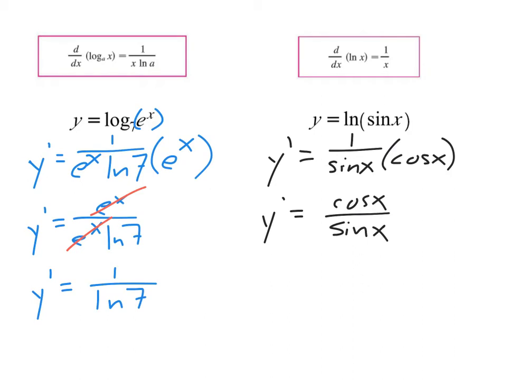What does cosine over sine equal? What's it equal? Cotangent. I heard a few tangents in there. Tangent is sine over cosine. Cosine over sine is the cotangent.